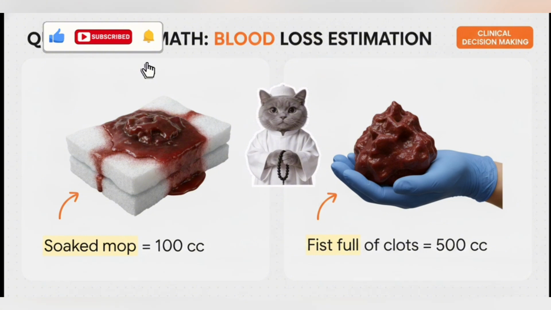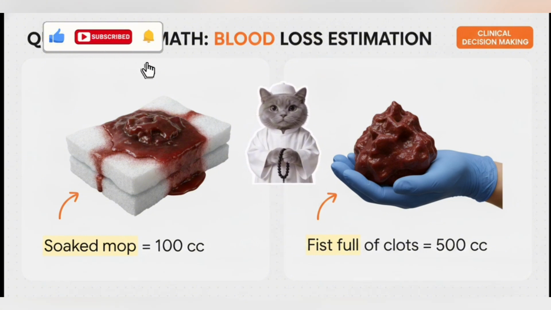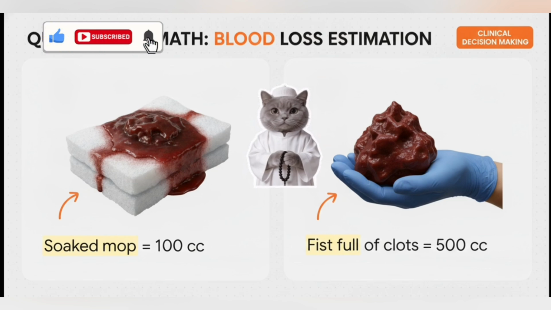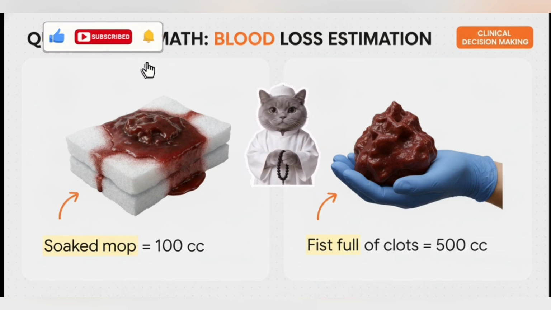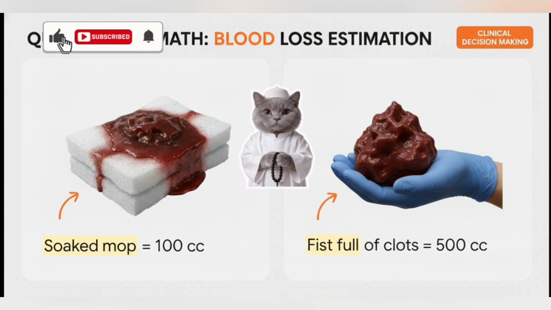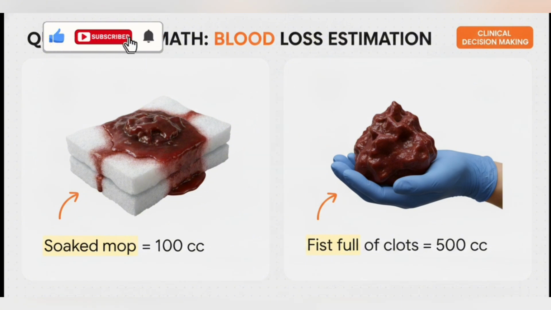So, intraoperatively, how does a surgeon quickly estimate actual blood loss? You take the blood in the suction minus the irrigation fluid, or you visually weigh the mops. A standard soaked mop equals roughly 100 cc's of blood loss. But if you see a fistful of clots on the field, that instantly indicates around 500 cc's of blood loss. Yet quick visual math surgical decision-making के लिए बहुत ही critical है.